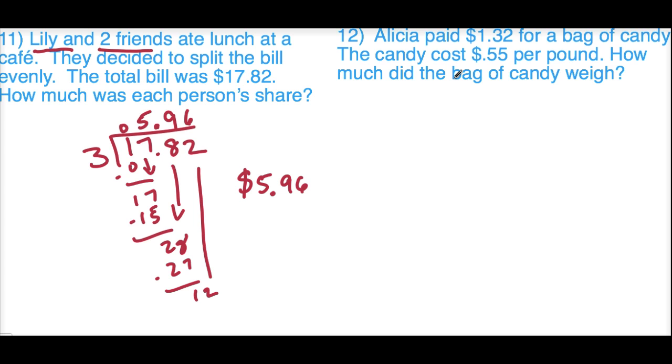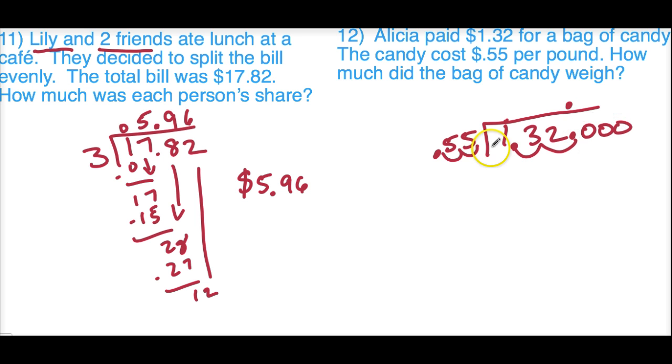Number 12, Alicia paid $1.32 for a bag of candy. The candy cost 55 cents per pound. How much did the bag of candy weigh? So this one I'm going to figure out, if I know how much the bag costs and how much it costs per pound, I need to figure out the weight, so I need to divide. So it's $1.32 divided by 55 cents. And I need to multiply by 100 to get to my whole number. Do the same thing to my dividend. And add on my 3 place values. 55 goes into 0, to 1, to 13. It goes into 132 twice.